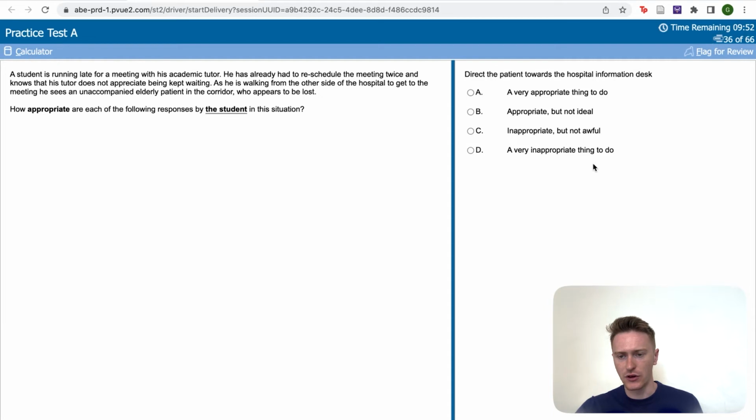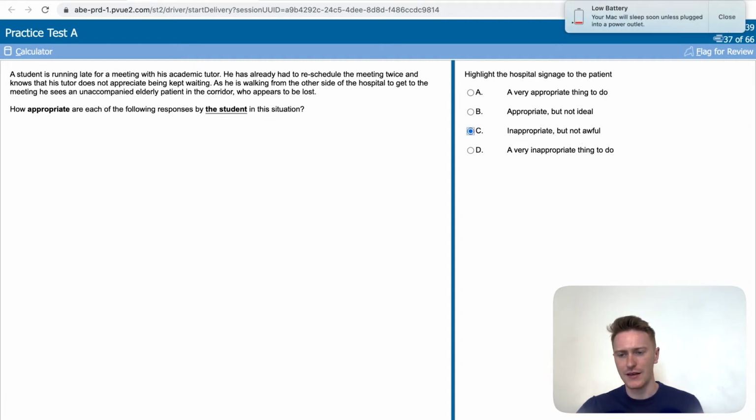"Direct the patient towards the hospital information desk." I think that's inappropriate. Imagine if you're lost and you just get pointed back to the reception. I don't think that's going to help. "Highlight the signage." Again, I think that's a bit condescending.